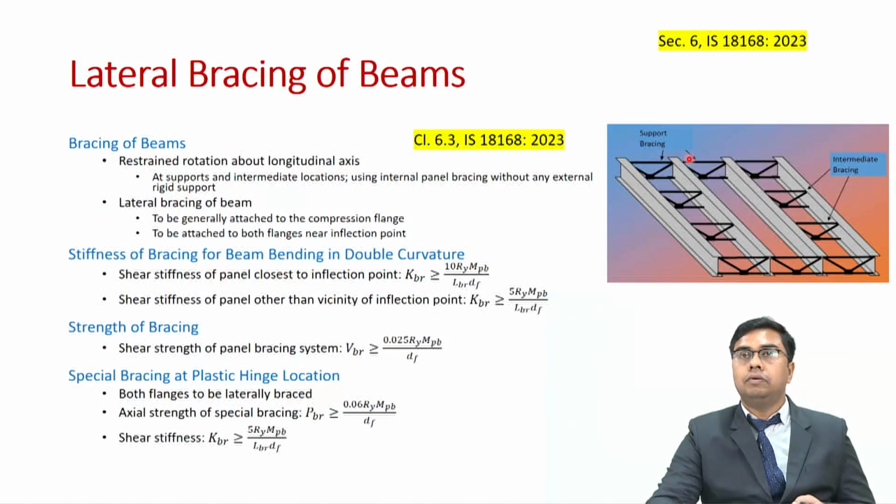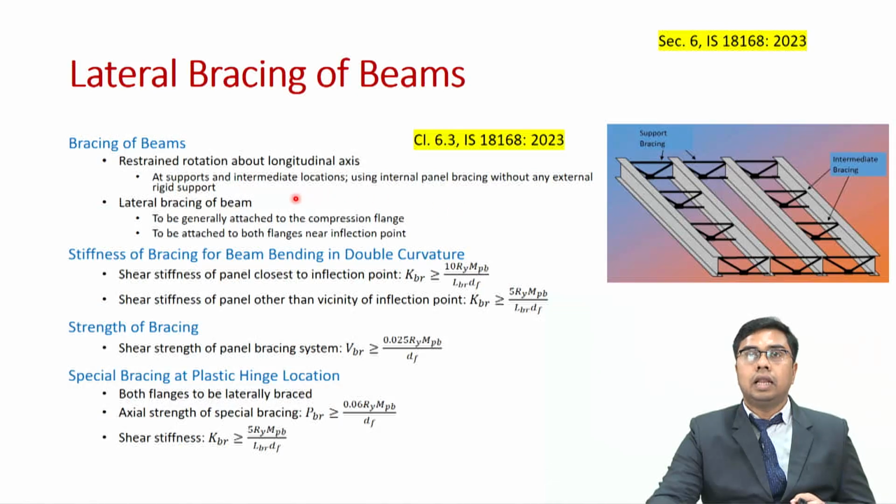Now, at this point we should also understand that these bracings should not be founded on any external rigid support. So, these panel bracings connecting one beam to another are able to restrict the rotation about the longitudinal axis for both the beams. So, there is no external support for these bracings.